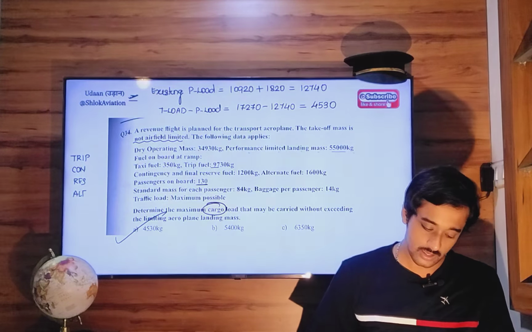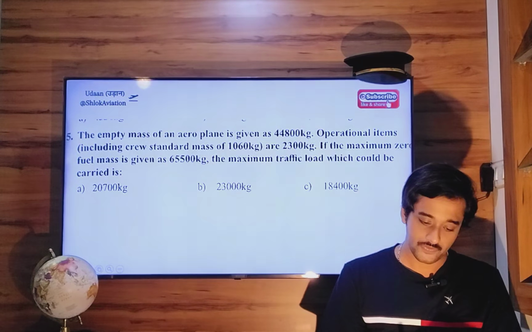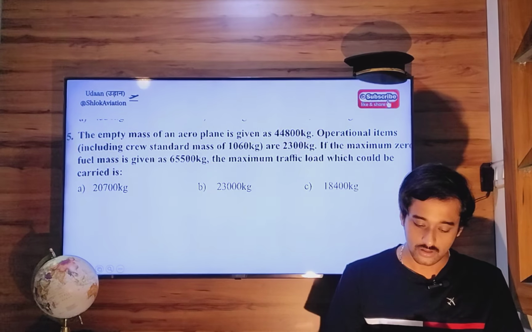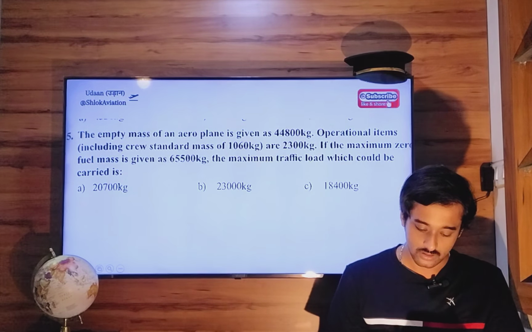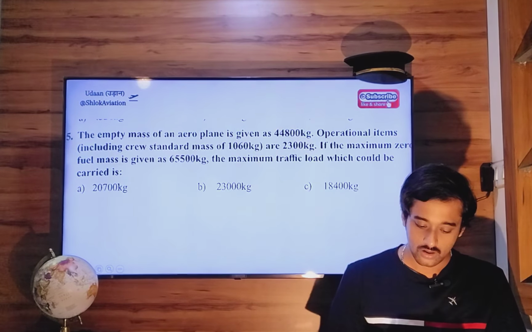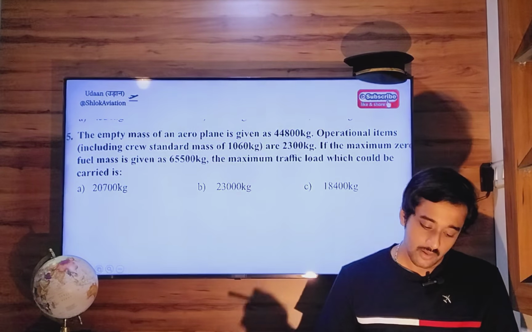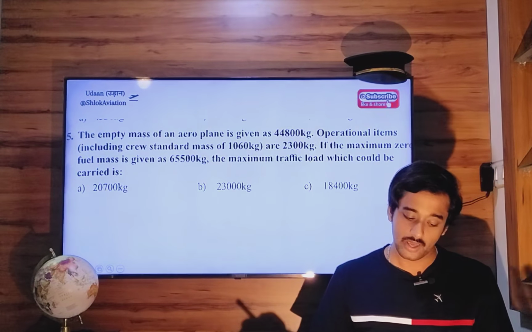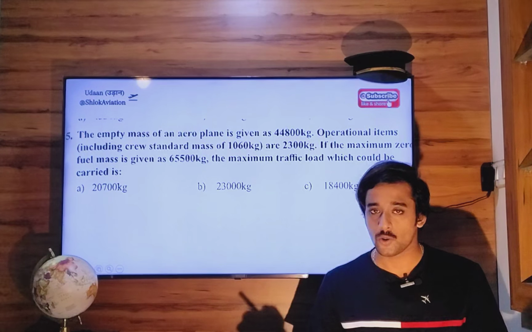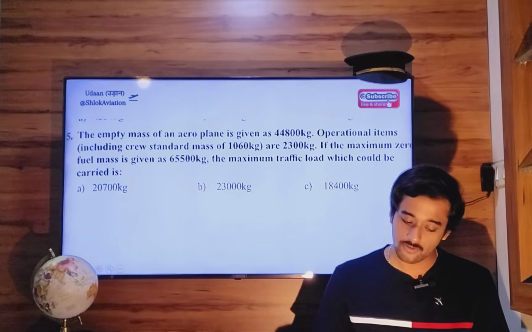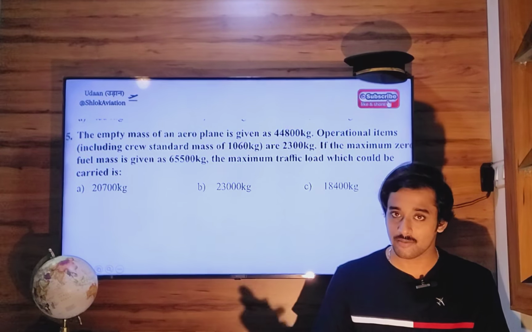Okay, so next, 35. The empty mass of an aircraft is 44,800. Operational items including crew are 2,300. Operational items means variable load. If the maximum zero fuel mass is 65,500, what is the traffic load which can be carried?